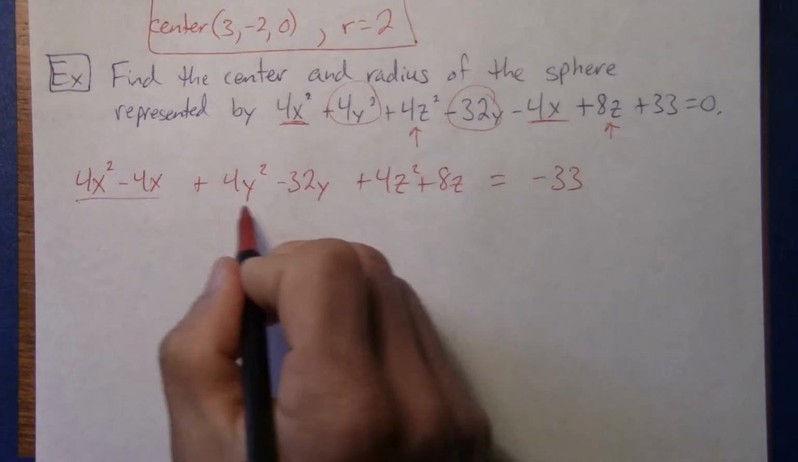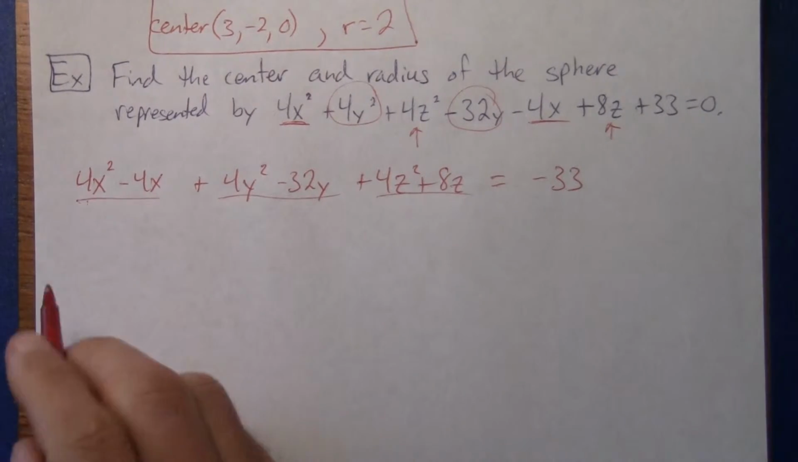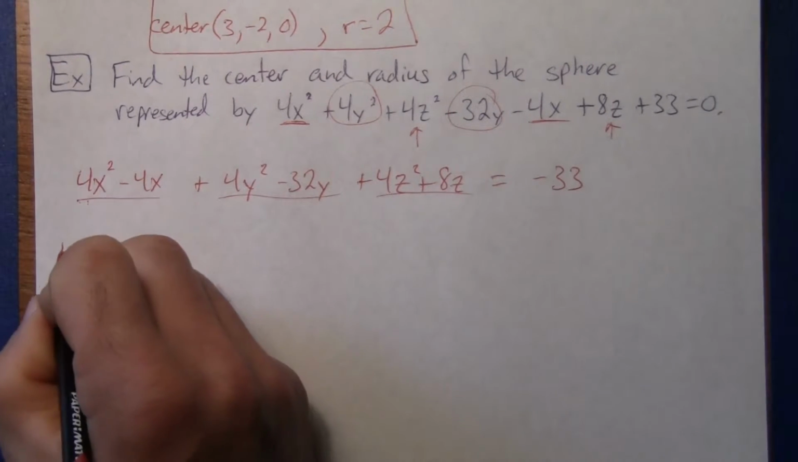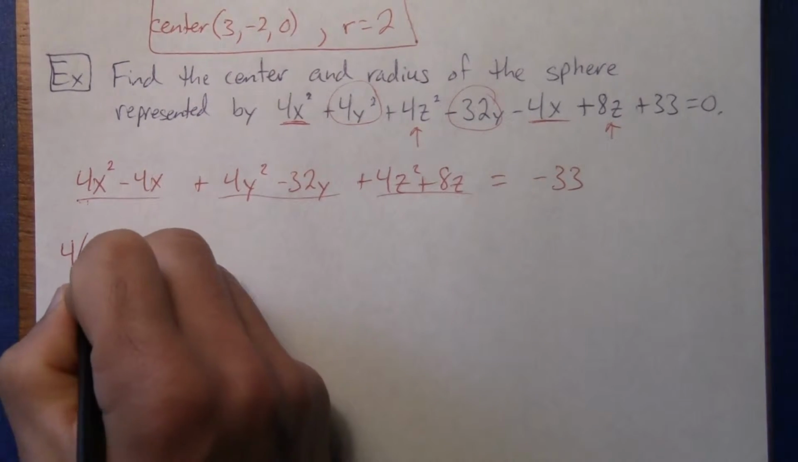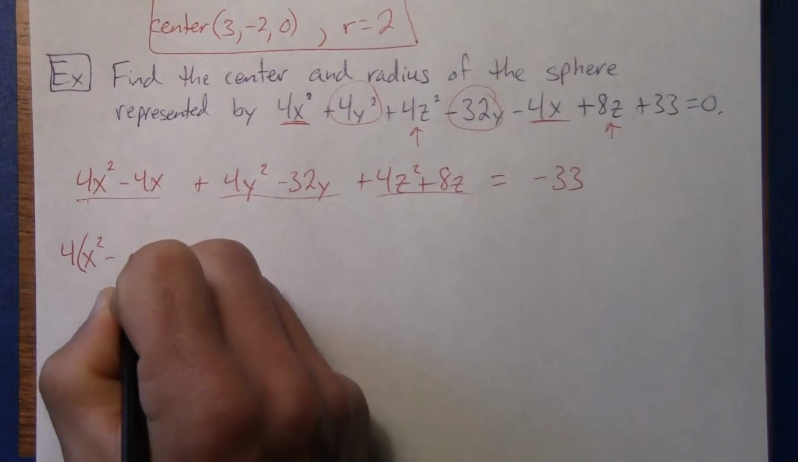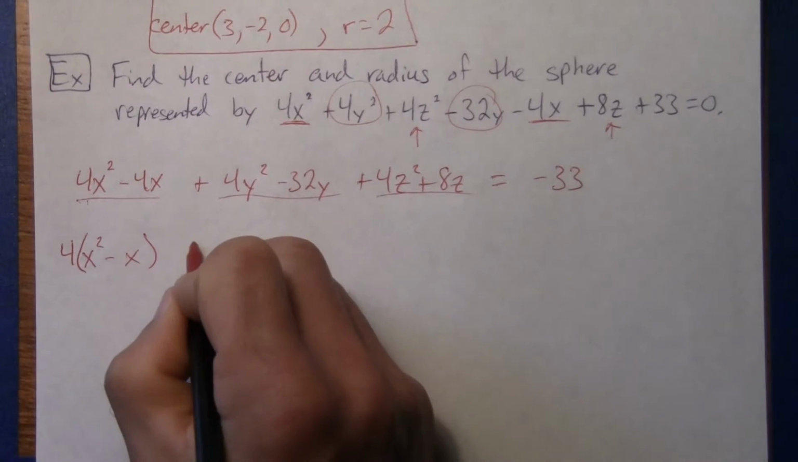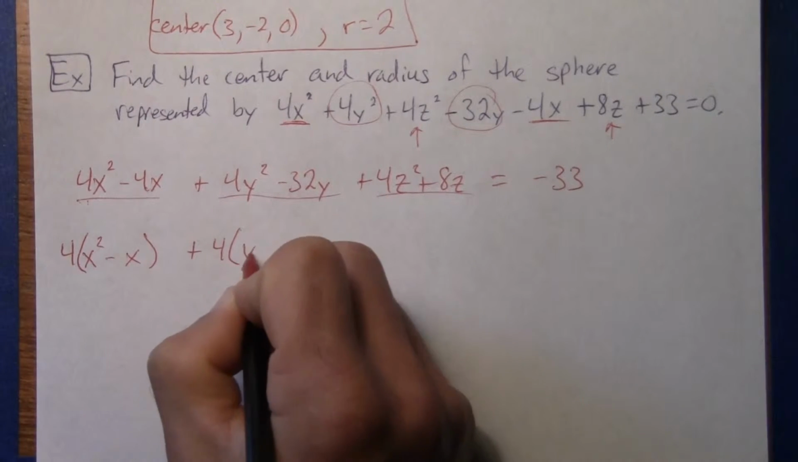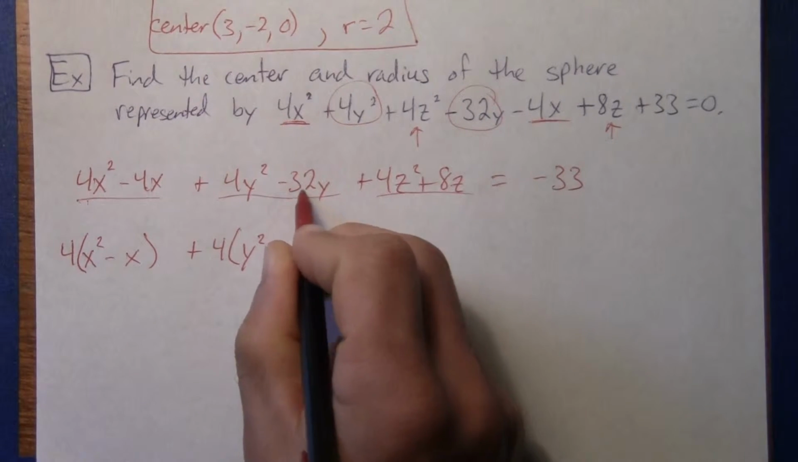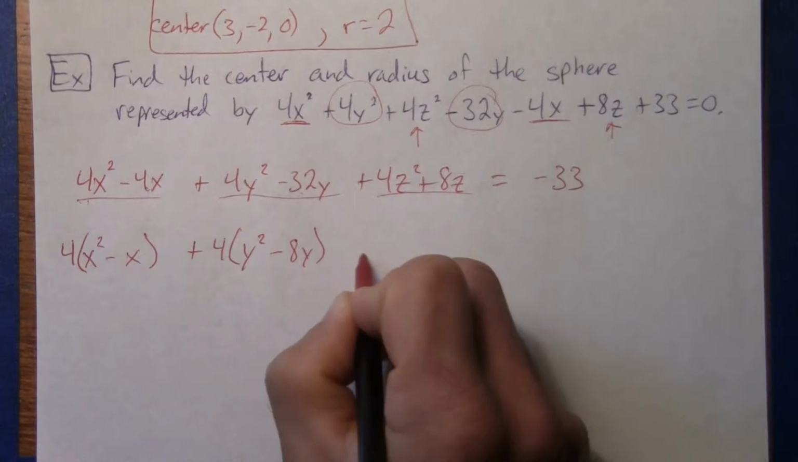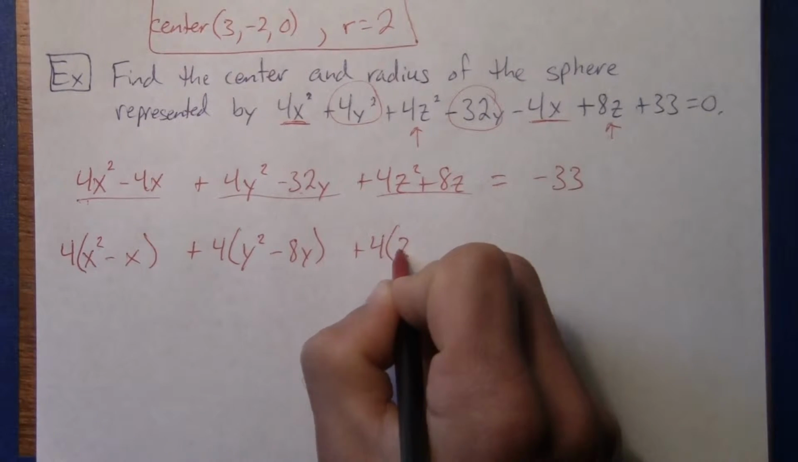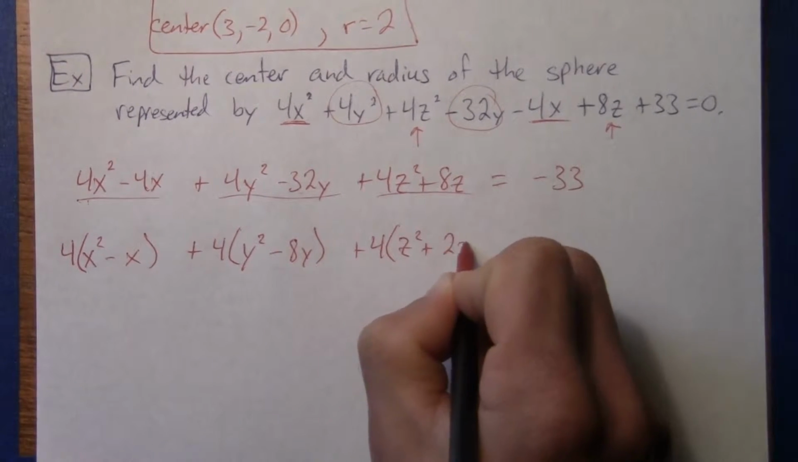And then if I look at all of these, I'm supposed to have a 1 in front of the x squared, so I'm going to factor out the 4 or whatever number is in front of it, so that I end up with a 1 in front of the x squared. Make sure you factor it out of both numbers. Do the same thing for the y squared, so that it's 1y squared. Make sure that you again factor out the 4. And do the same thing for the z squareds.